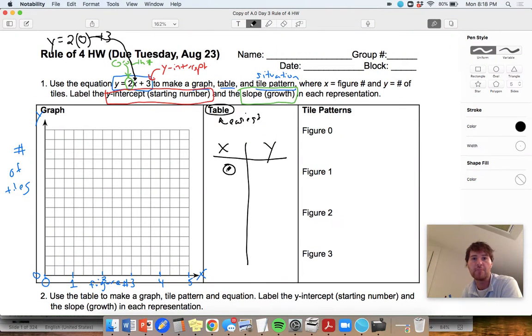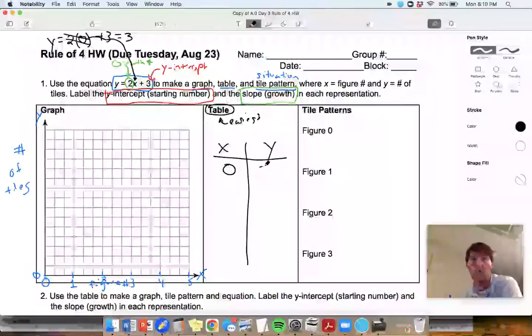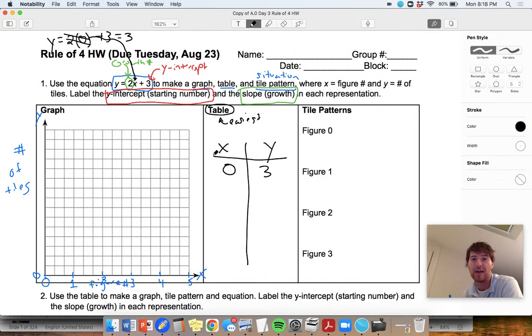So in my input-output table, I input 0 for x, and then I have to figure out what y is. Well, what does this show me here? I got 2, and parentheses means multiply. So I have 2 times 0, that's 0, plus 3. Well, 2 times 0 would just equal 0, so I'd have that plus 3 left. That equals 3. So my y equals 3. When x is 0, y equals 3. Had trouble following that one?